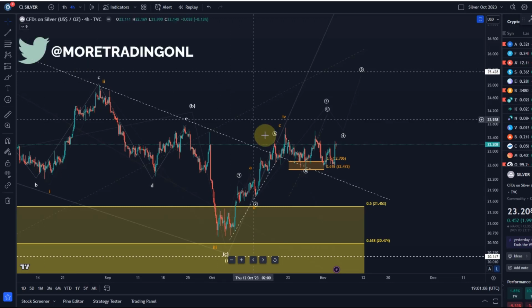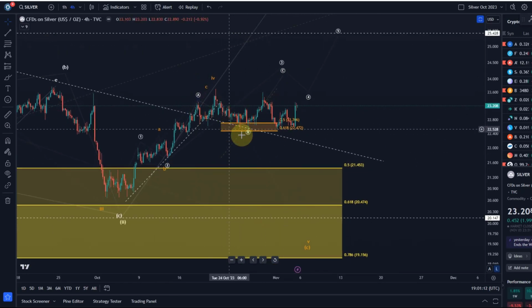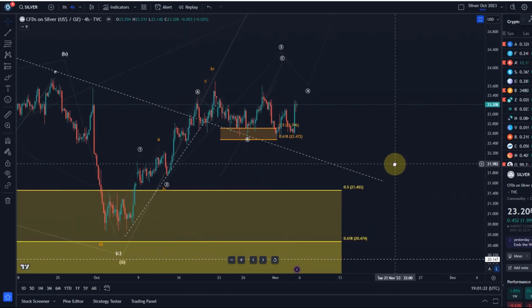So the problem with silver is we still haven't got 5 waves to the upside. There are different ways how this move up can be counted. The problem is that so far we only have 3 waves up, similar to gold, but gold might already be working on the 5th wave.